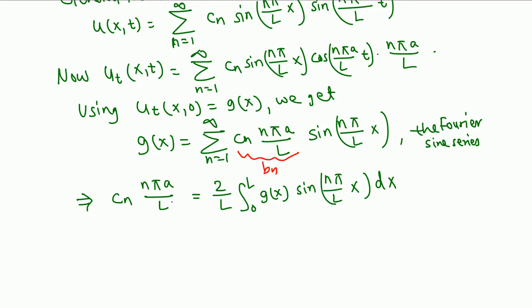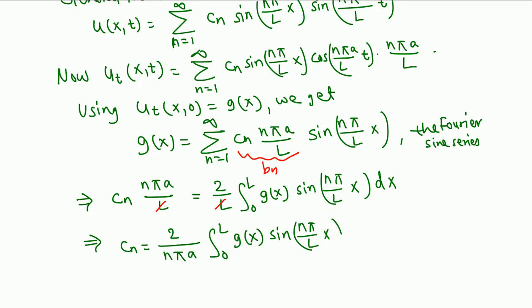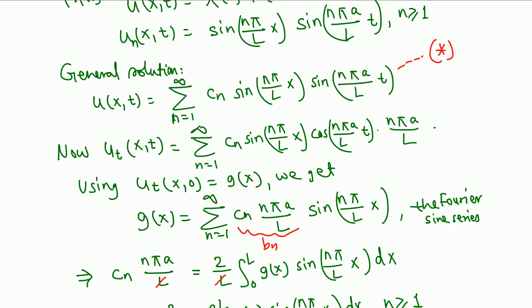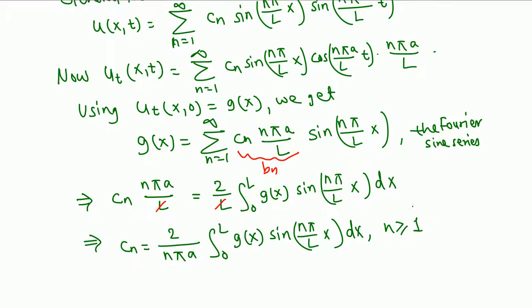Okay, when we move this to the other side, we can cancel L from both sides, so this implies the c_n's are, bringing this to the right side, 2 over n pi a times the integral from 0 to L of g(x), that's the initial velocity, given in the question, times sine of n pi over L x dx, for all n bigger than or equal to 1. So the solution, or in this case the displacement at any time t at any length x, is given by star, and the unknown c_n's are found using this formula, let's say double star.